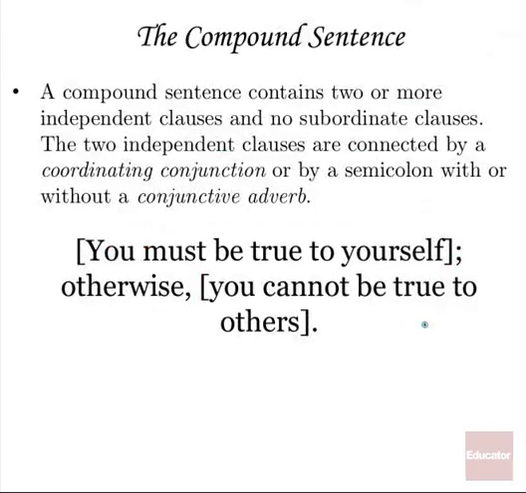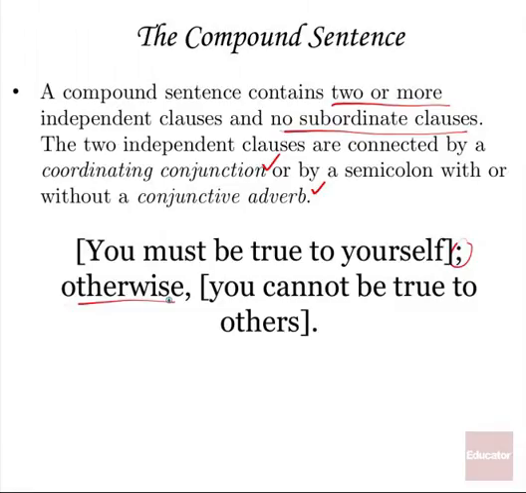Now, the compound sentence is a little bit more complicated. It contains two or more independent clauses, but still no subordinate clauses. The two independent clauses are connected by a coordinating conjunction, which we learned about in our lesson on conjunctions, or by a semicolon with or without a conjunctive adverb, which is also in the conjunctions lesson. So, we have a different form of our previous sentence. You must be true to yourself; there's our semicolon and our conjunctive adverb, otherwise, you cannot be true to others.